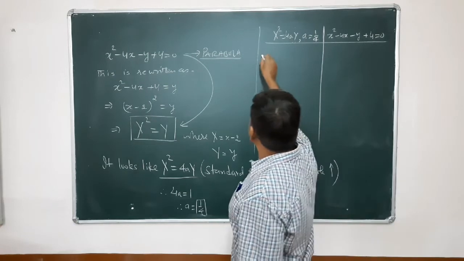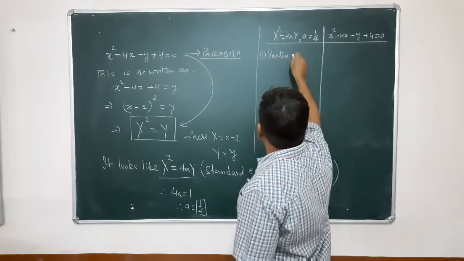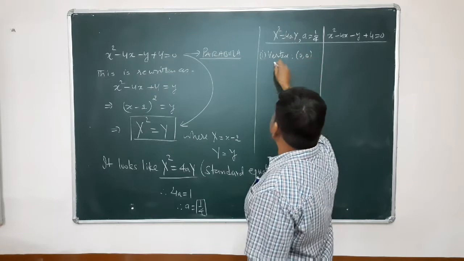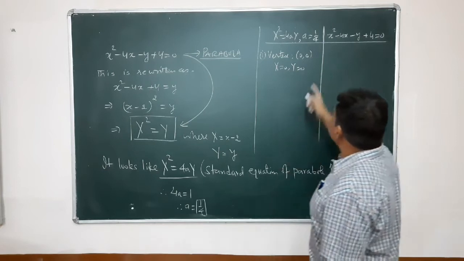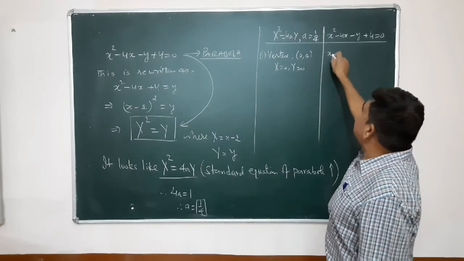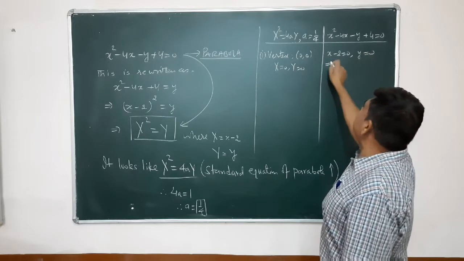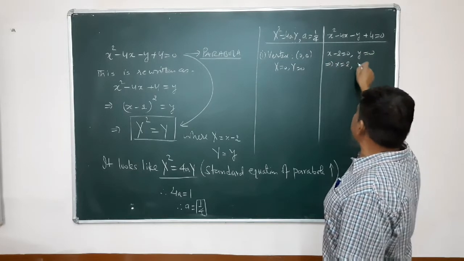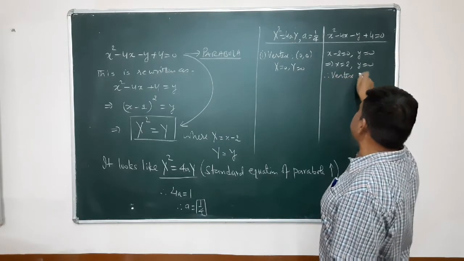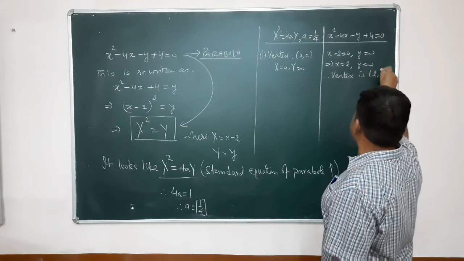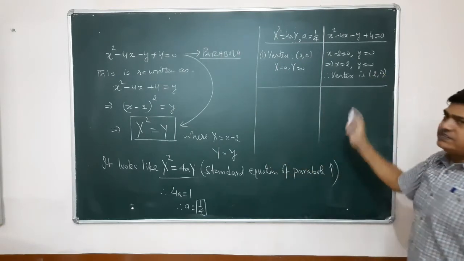First point. This is the point 0, 0, means X is 0, Y is 0. So what is X? x minus 2 equals 0, small y equals 0, which implies x equals 2, y equals 0. Therefore, vertex is 2, 0. This is the vertex.